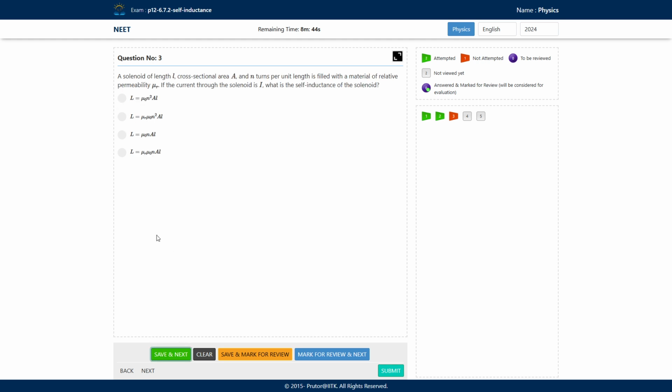Yes, second option. A solenoid of length l, cross-sectional area A and N turns per unit length is filled with a material of relative permeability mu R. If the current through the solenoid is I, what is the self-inductance of the solenoid? Yes, second option.